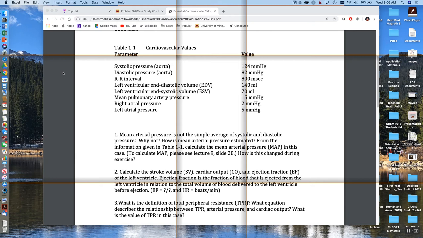All right, what is the ejection fraction then? Yep, 70 over 140, right? Ejection fraction is going to be 70 mils over 140, and that's going to be 50%. The answer would be 0.5 or 50%. Now, normally, ejection fraction is about 55%. Just so you know, ejection fraction is usually about 55%. All right, the last one is cardiac output. What is cardiac output?